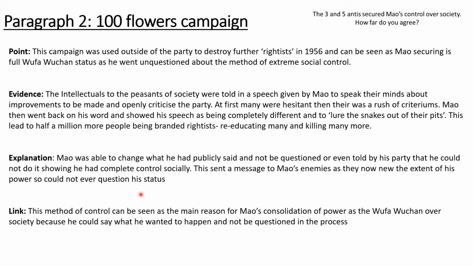So linking back to that question, this method of control can be seen as the main reason for Mao's consolidation of power, so I'm putting my opinion in here now, as the Wu for Wu Chan over society, because he could say what he wanted to happen and not be questioned in the process. So I'm saying this paragraph as a whole is being in disagreement with the question rather than in agreement.